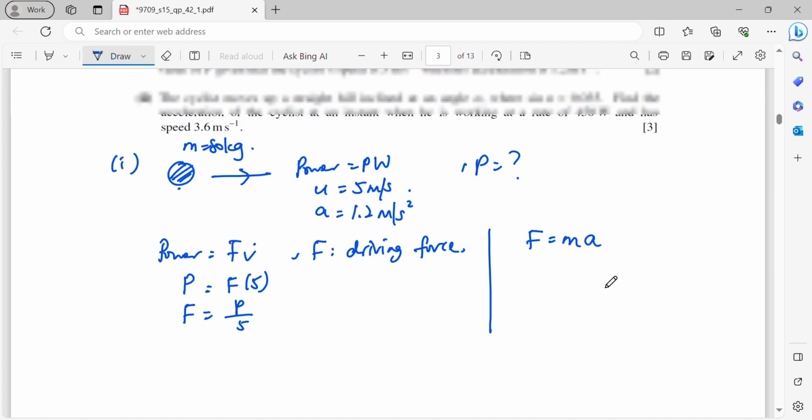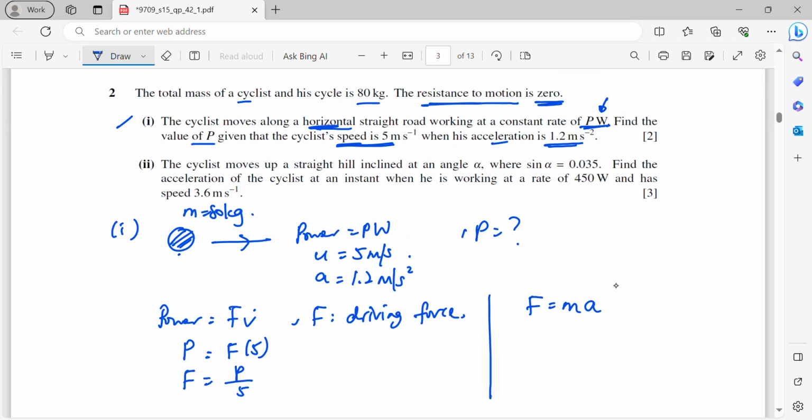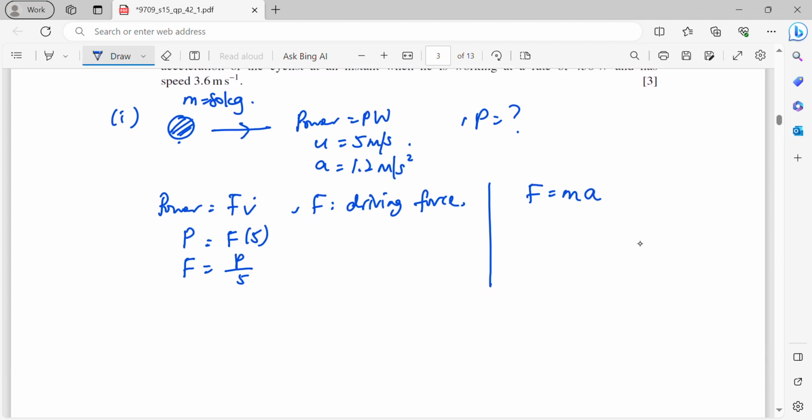Okay, and from the question it mentioned that the resistance to motion is 0, so there is no resistance force here. That means your F here is just the driving force. Therefore, I will replace it by P over 5. There's no resistance force, so minus 0. So just leave it in this form.